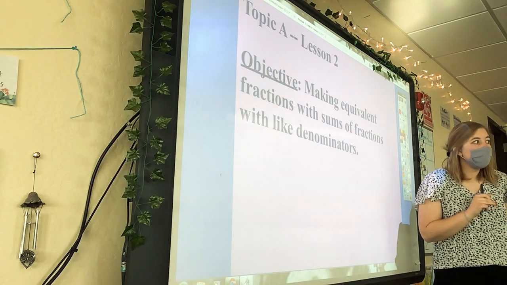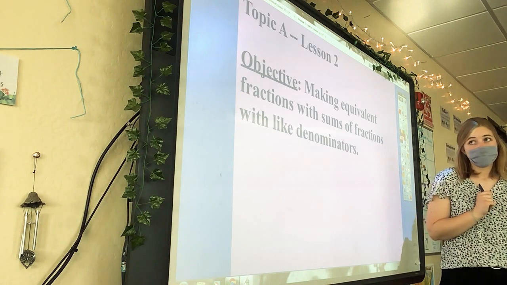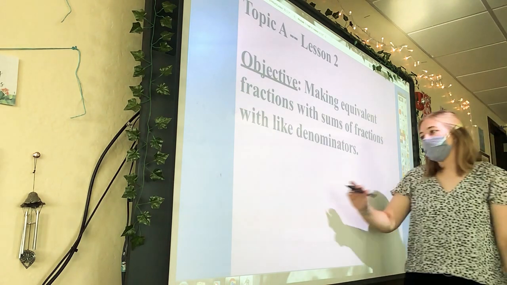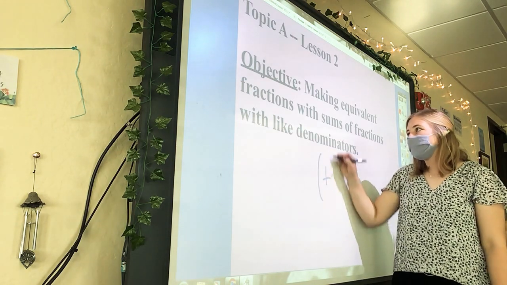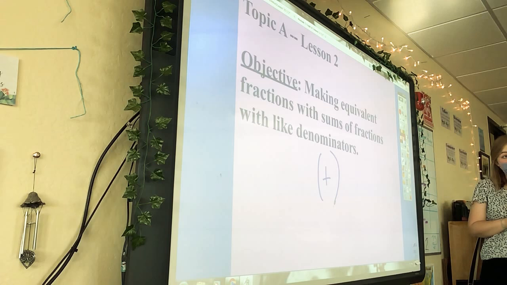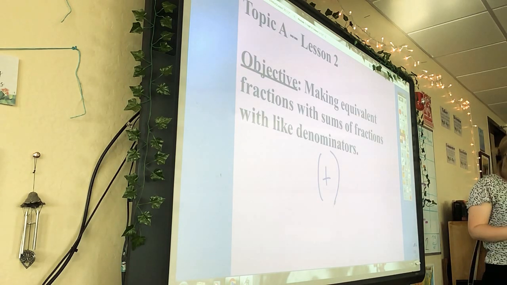Class, what is the sum? What does sum refer to? Go. The answer to an addition problem. Yes, answer to an addition problem. Okay. So we're working with addition. Oh, that was a good guess, Charlie. That was really good. Addition. Okay. So somehow addition is going to be involved.